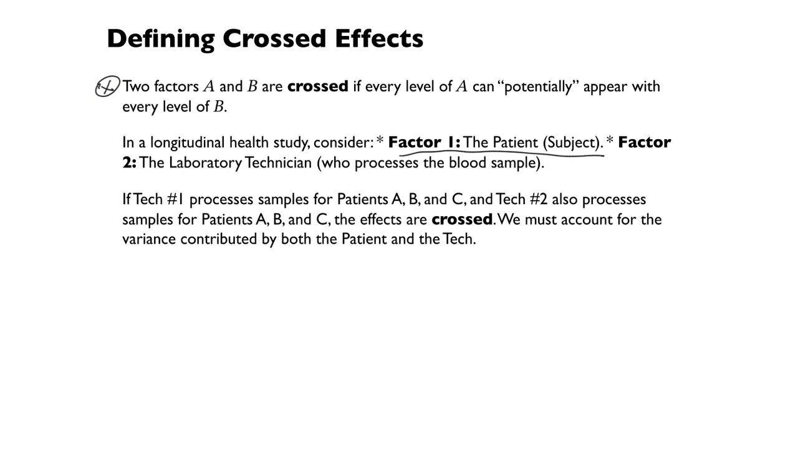Now, if it's such that a patient can only go to one laboratory technician, then it's nested, right? In other words, if every patient only goes to a specific laboratory technician for all their measurements, then you don't get this cross structure. But the whole idea would be you wouldn't have that set up, so you could actually estimate the variability due to lab technician better, and then you could account for it in the analysis, like we account for it by adding random effects.